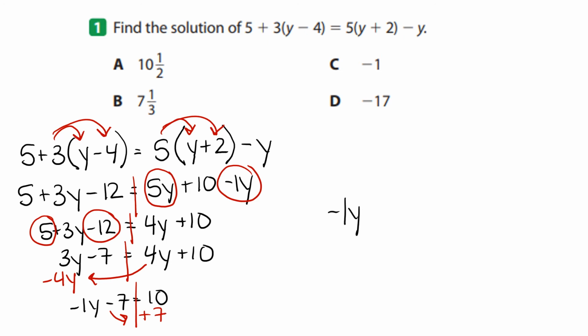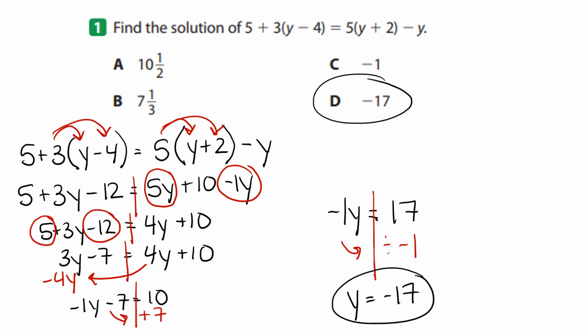We end up with negative 1y equals 17. And our last step is to divide. We divide by negative 1, meaning our final answer becomes a negative 17. Letter D is our correct answer.